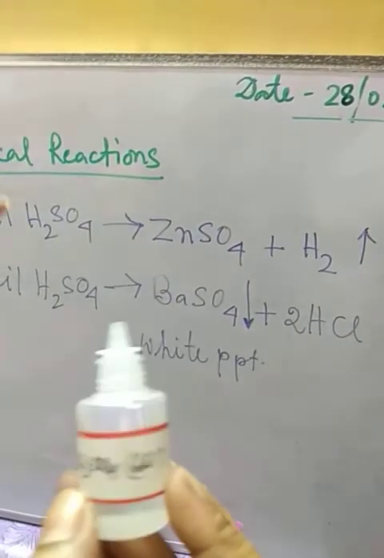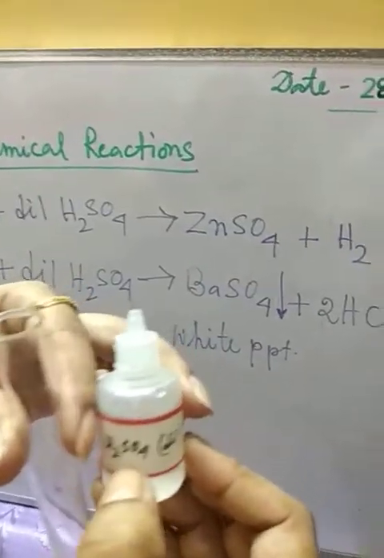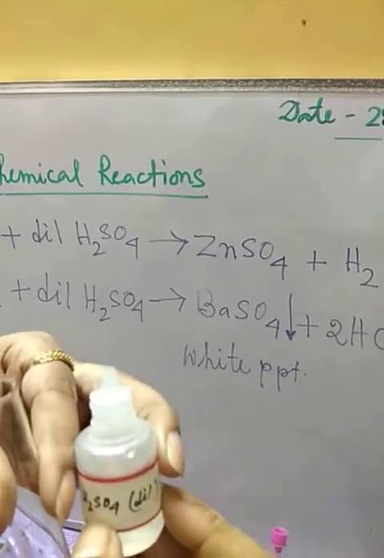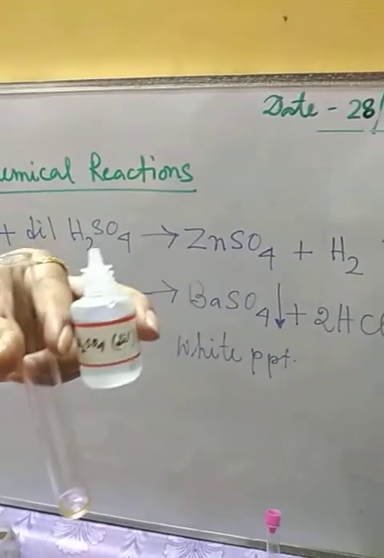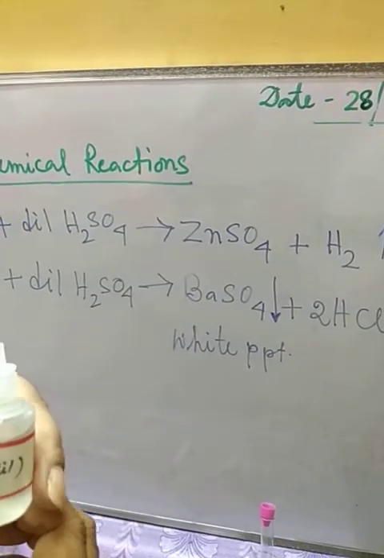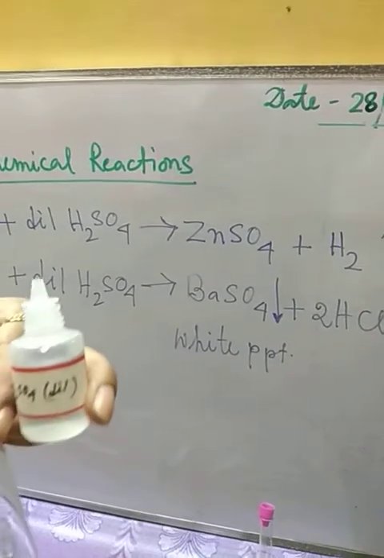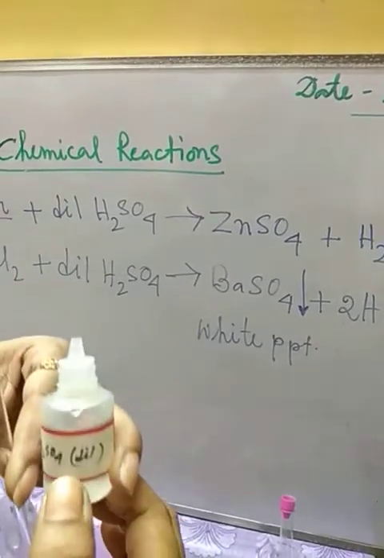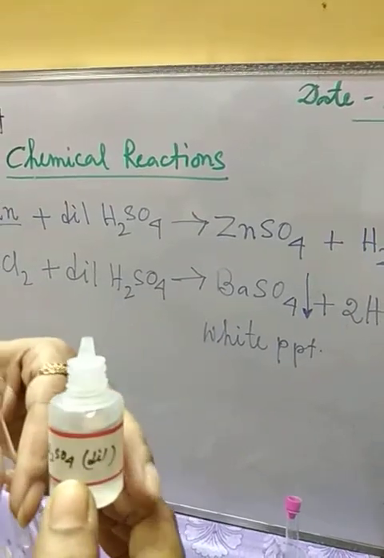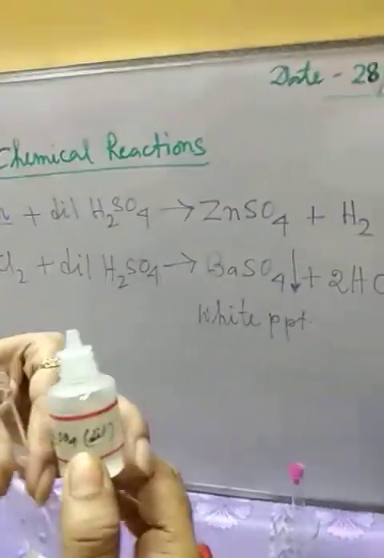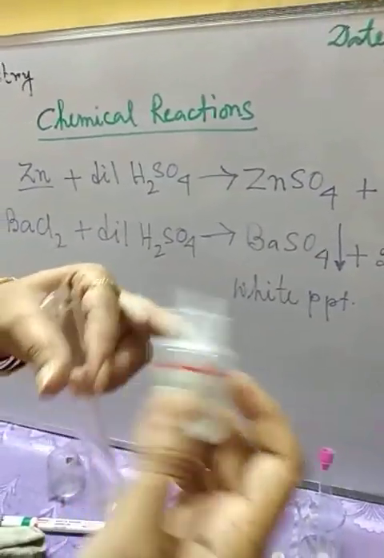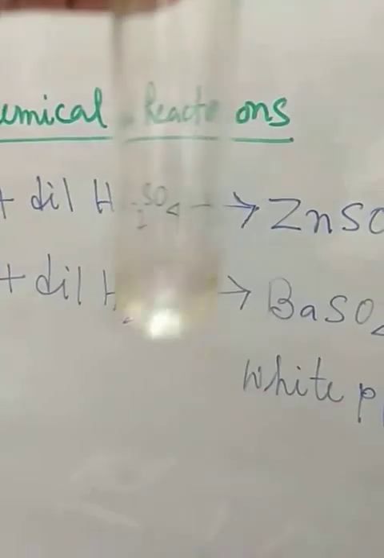Achha, what is dilute? Dilute sulfuric acid means the strong or concentrated sulfuric acid is the strong one, and to make it light, or to make it dilute, we just add water to it, then we will be getting the diluted form of this acid. So that's why dilute sulfuric acid. Few drops of this acid we are going to add in this barium chloride solution.